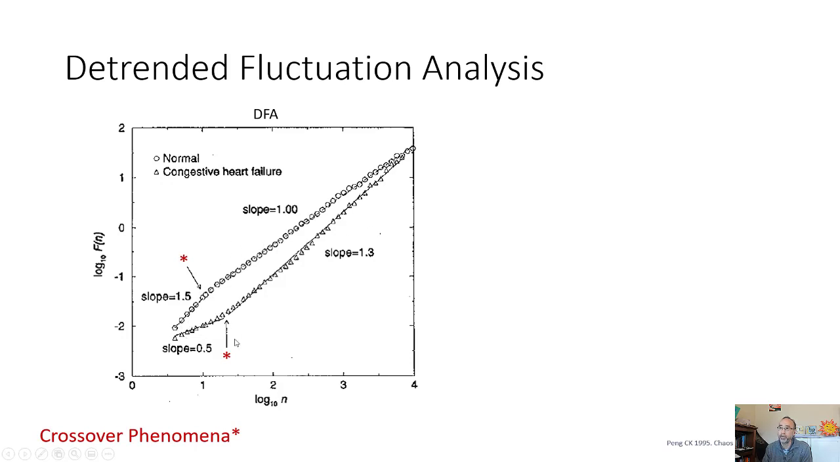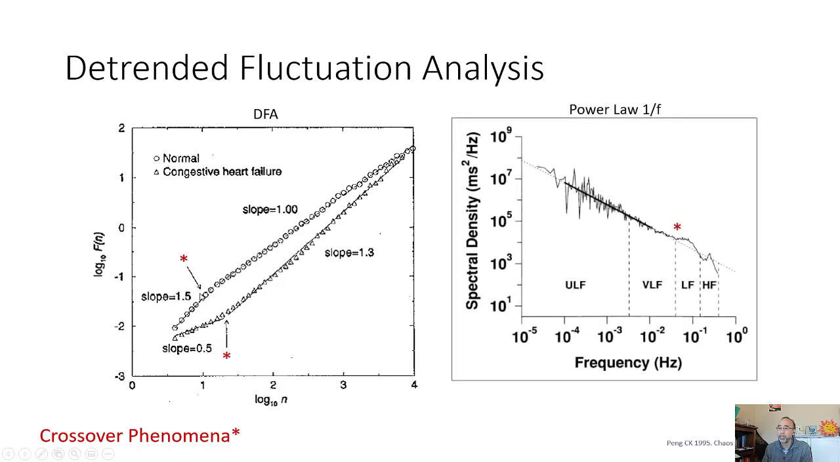And this occurred in both the healthy individual as well as the congestive heart failure patients, but it occurred in a different way for each. But I think it's good to note that this crossover phenomenon occurred pretty much in the same region where we had this change from linearity to not linear relationship in the power law 1 over F graph. And the question is, what is the significance of this particular frequency, which is around 0.03 hertz or so?